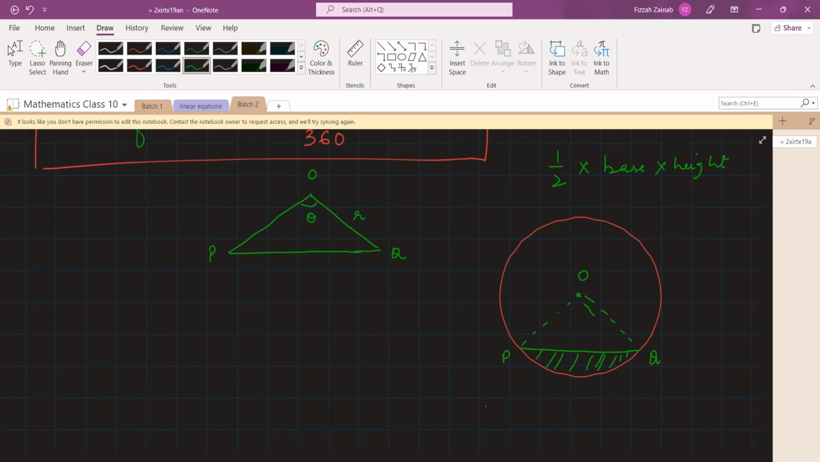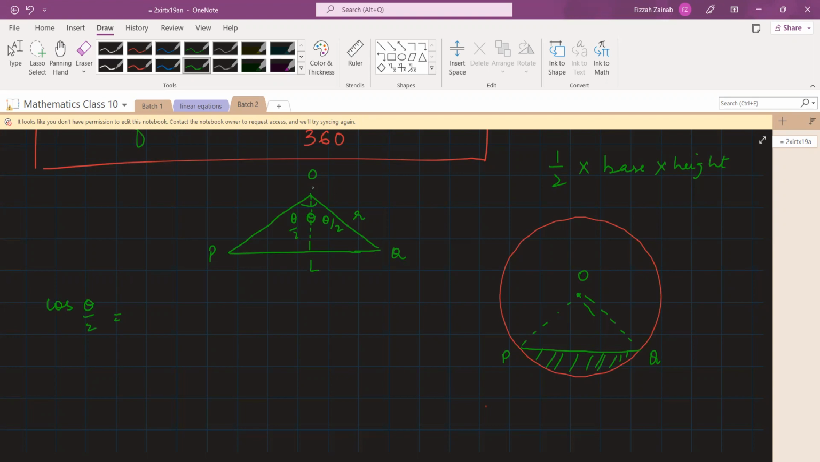I can do one thing here. I can just drop a perpendicular. So I just divide this triangle into two equal parts, right? So this angle will become theta by 2. This is also theta by 2. Now I can use trigonometry. Let me call this L. So if I write cos theta by 2, cos is what? Base upon hypotenuse.